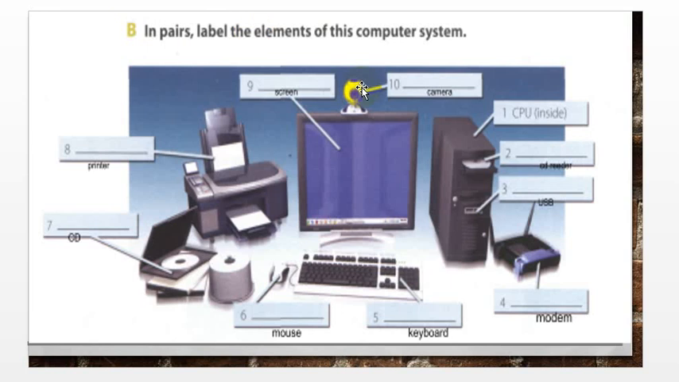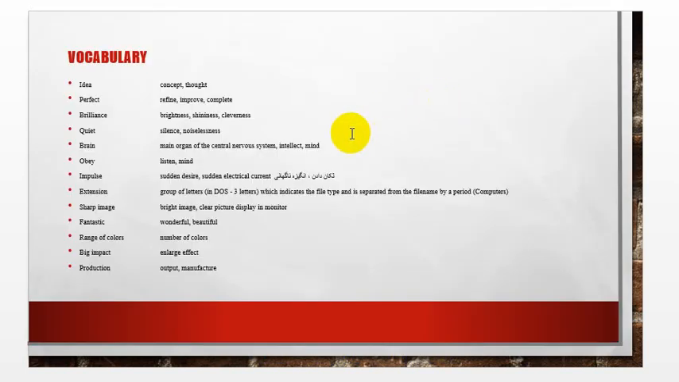For example, here we have the first one, CPU. CPU is inside, central processing unit. CD recorder, USB port, modem, keyboard, mouse, CD, printer, screen, camera, and things like these. These are the components. And we have vocabulary.